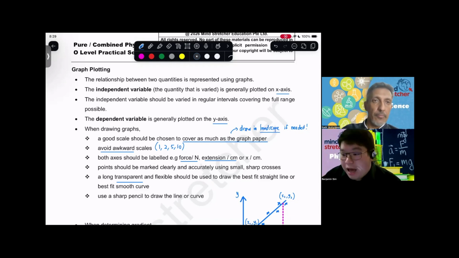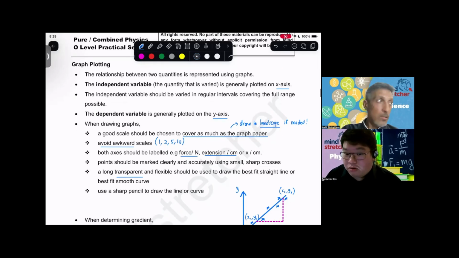And then the dependent variable, which is the one that you measure at the end of the day, will be the one that you plot on the y-axis. One of the mistakes that a lot of students make in the exams is that they will accidentally plot it the other way around. Never ever do that. It's always independent on x, dependent on y.